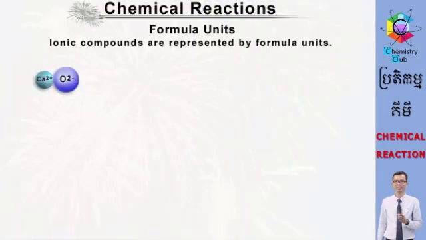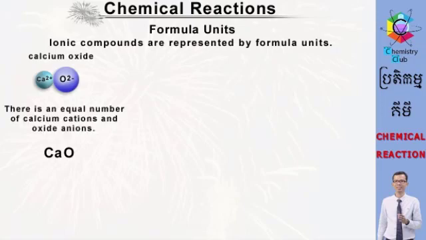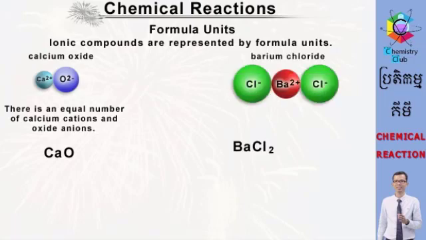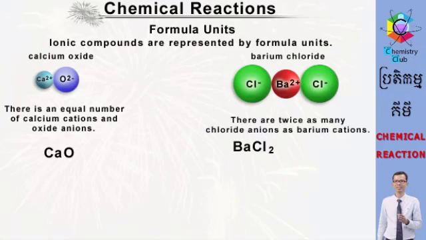Ionic compounds are represented by formula units, the smallest whole number ratios of each ion in the compound. For example, the formula unit for calcium oxide is CaO, because there are equal amounts of calcium cations and oxide anions. The formula unit for barium chloride is BaCl2, because there are twice as many chloride anions as there are barium cations within the crystal lattice.